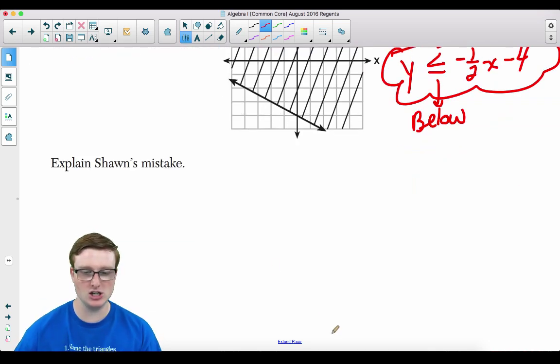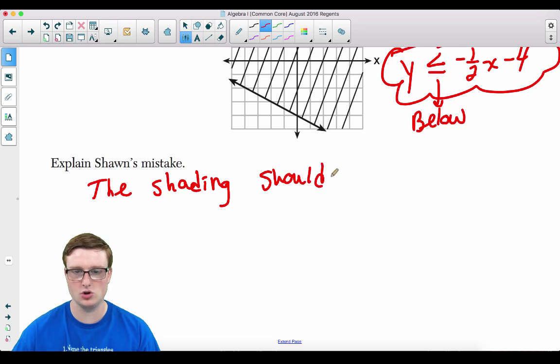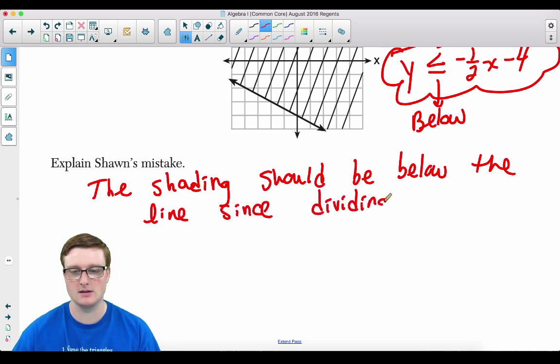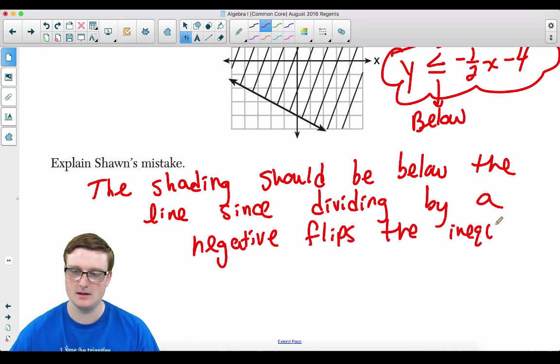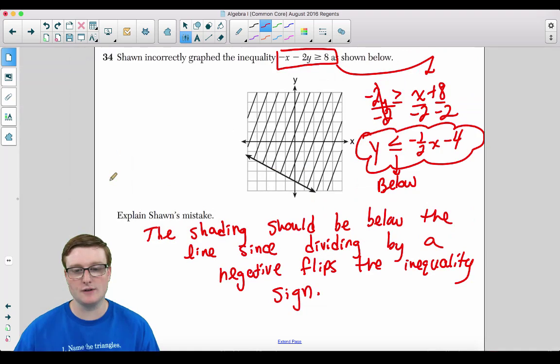So it says here, explain Sean's mistake. We're going to say the shading should be below the line since dividing by a negative flips the inequality sign. That, ladies and gentlemen, is perfectly acceptable. Something on the lines of that. Okay, and that's how you answer the first part of this question.